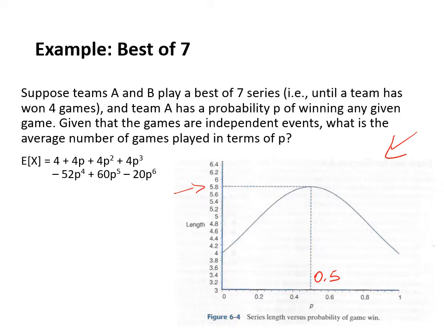Of course, as the probability p increases or decreases, the expected value for X is also going to decrease, because one of the teams is more likely to win in less games.